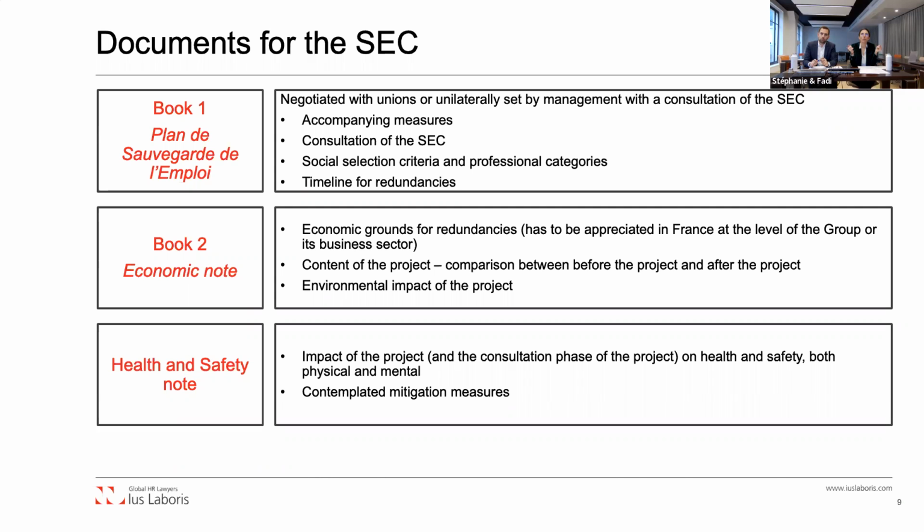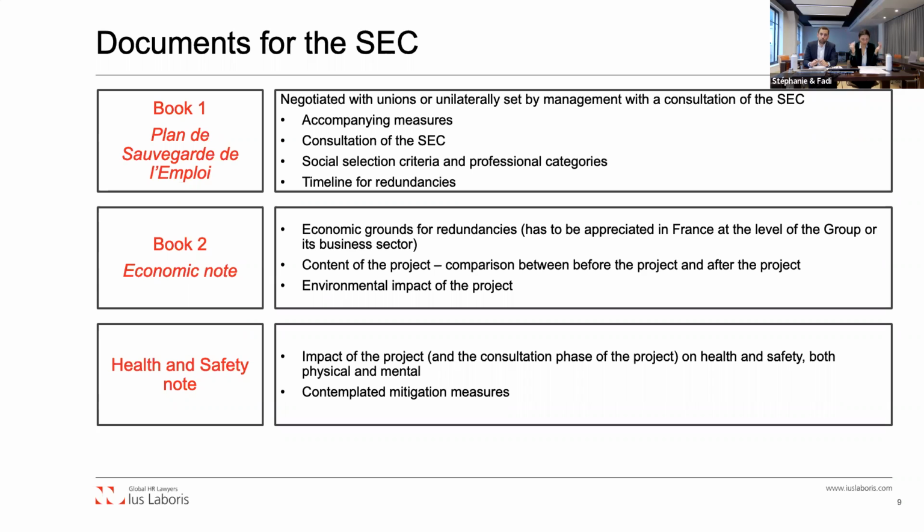Then you will have the number of positions you are contemplating to eliminate. Maybe you will offer some modification of employment contracts, and we will find also the information in this part. And then we will find the timeline of redundancies. We do not need very specific dates, but we need to have, for example, a Q1 2023. We need to have some dates.